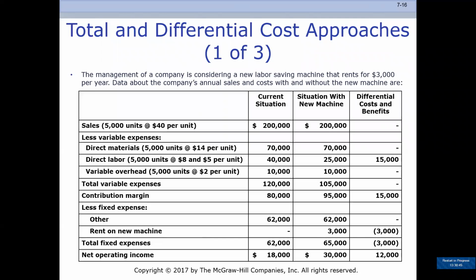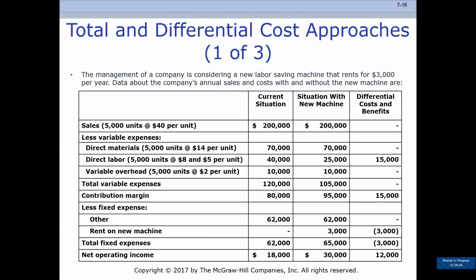This is a new example. The management of a company is considering a new labor-saving machine that rents for $3,000 per year. Data about the company's annual sales and cost with and without the new machine are: sales are going to be the same either way, 5,000 units at 40, so that's irrelevant for purposes of determining should they buy the machine. And variable expenses, direct materials, either way, it's going to be 5,000 units at 14 or 70,000. Again, it's the same under both alternatives, so that's irrelevant for decision-making purposes. Direct labor, here you're going to have a difference. Direct labor, the current situation or the situation with the new machine, 5,000 units at either $8 or $5. With the new machine, you can cut that by $15,000. So that difference is relevant.